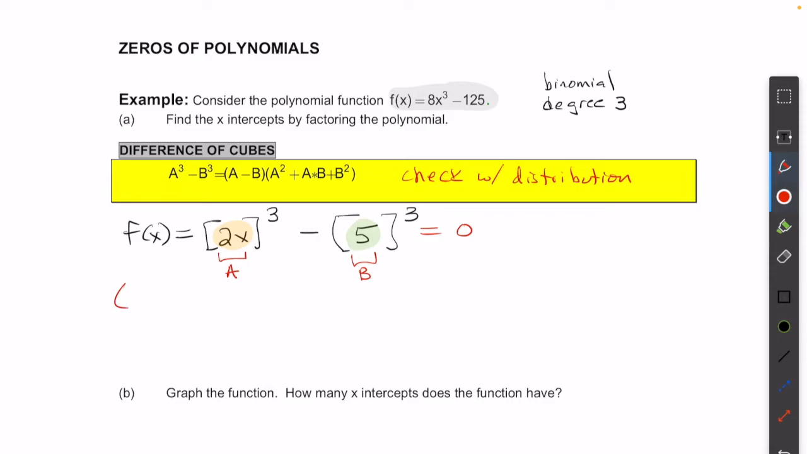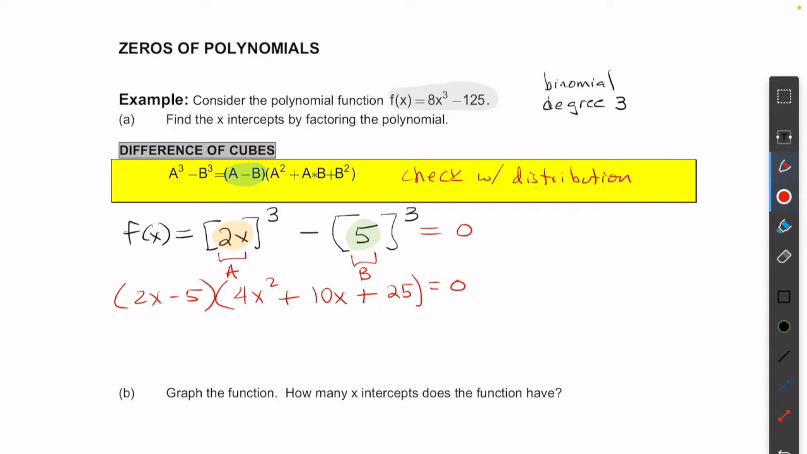So the first factor in our factoring rule is a minus b, or 2x minus 5 in this case. So I'm just plugging in the a as 2x and the b as 5. Then we have a trinomial that says take the a and square it. So 2x times 2x is 4x squared, plus a times b, 2x times 5 is 10x, and plus the b squared, 5 times 5 is 25.